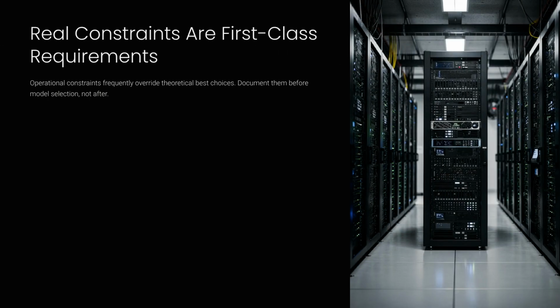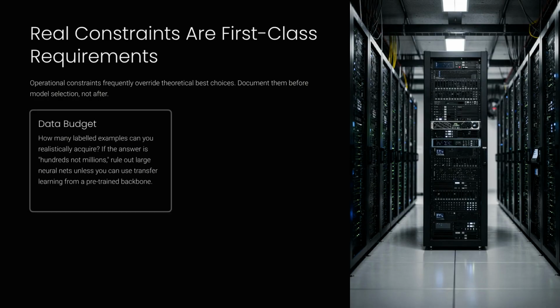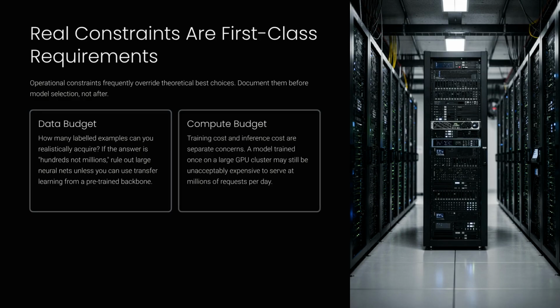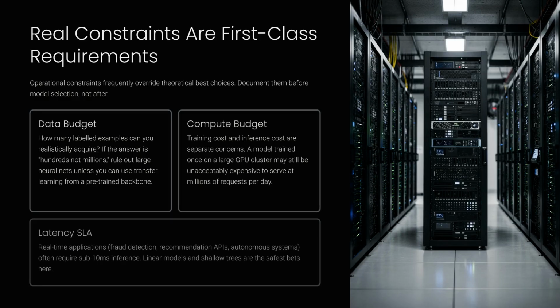Operational constraints frequently override theoretical best choices. This includes the data budget, or how many labeled examples you can acquire, the compute budget for training and inference cost, and the latency SLA for real-time applications.